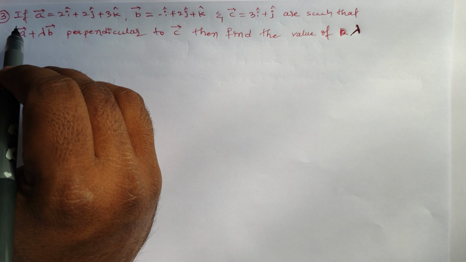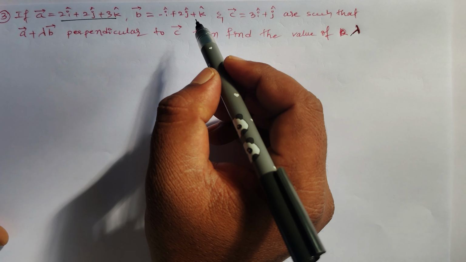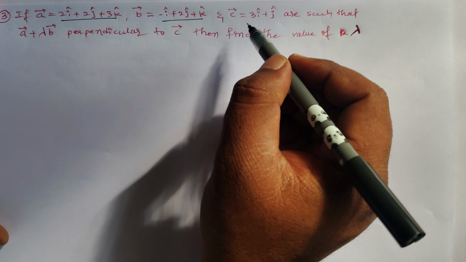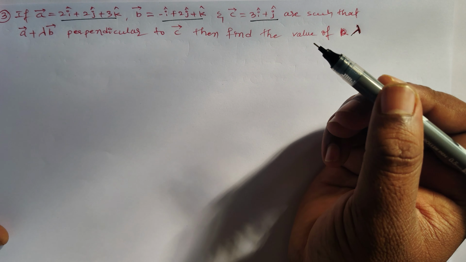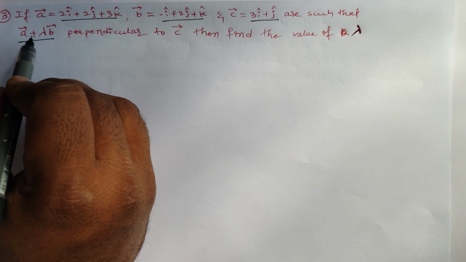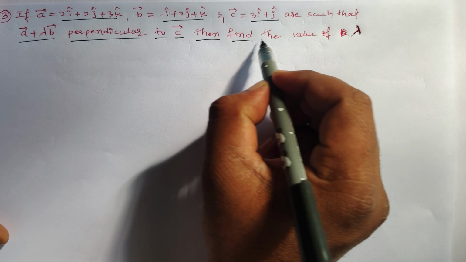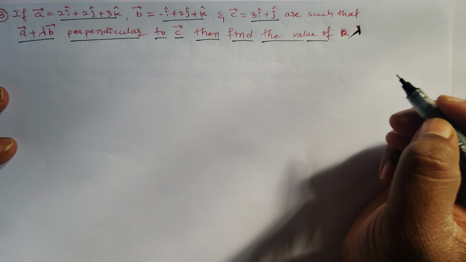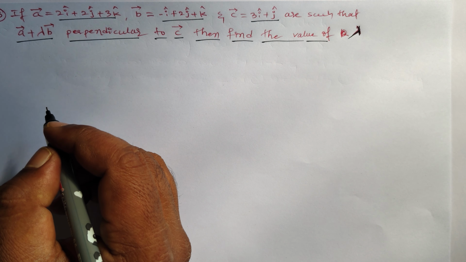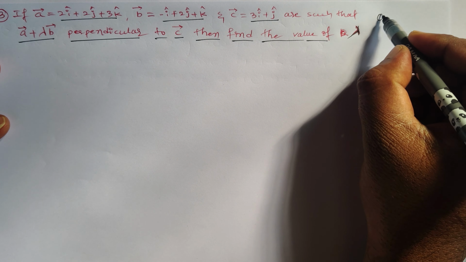Okay, third question. If a vector is 2i plus 2j plus 3k and b vector is minus i plus 2j plus k and c vector is 3i plus j, such that a vector plus lambda b vector is perpendicular to c vector, then find the value of lambda. Simple. If any vectors are perpendicular, what does it mean? The theta angle must be 90 degrees, right?